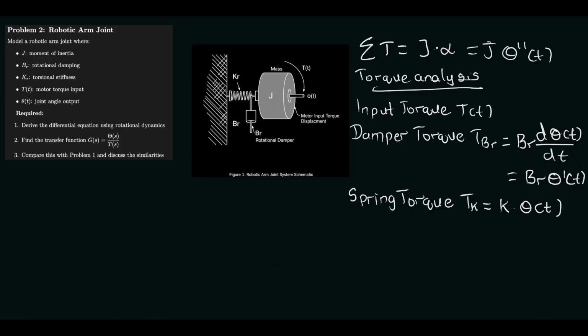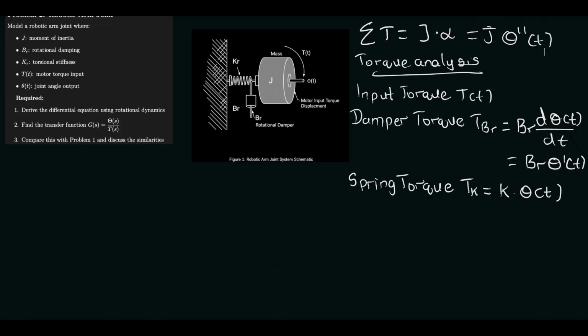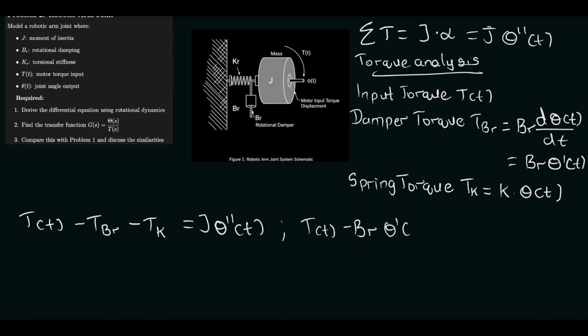So putting your torques inside the formula, you have your T, your input torque, minus your damper torque, minus your spring torque, equals J theta prime prime of t. Substituting your values, that's T of t minus B_R theta prime of t minus K theta of t equals J theta prime prime of t.